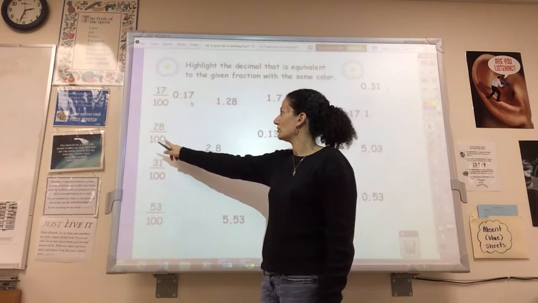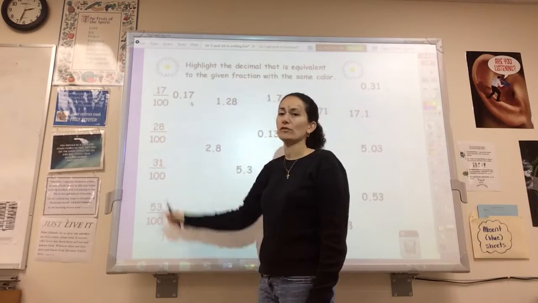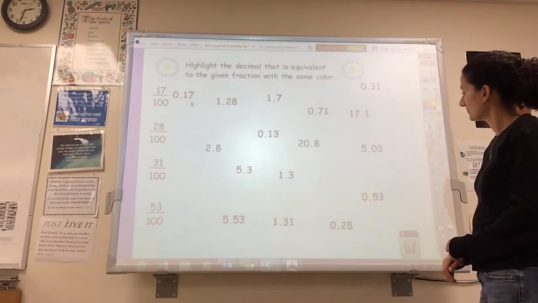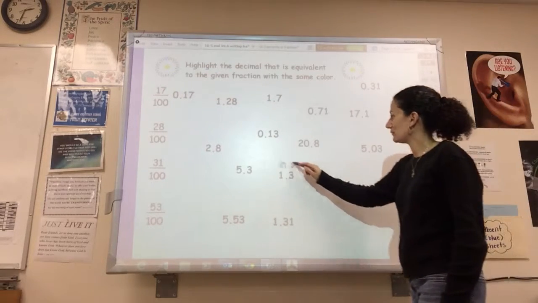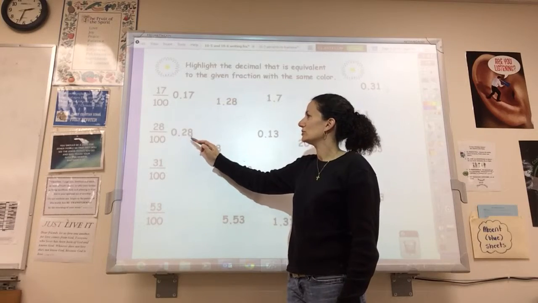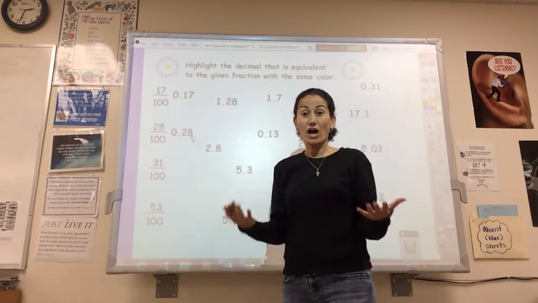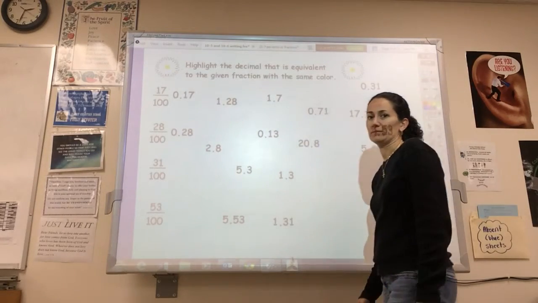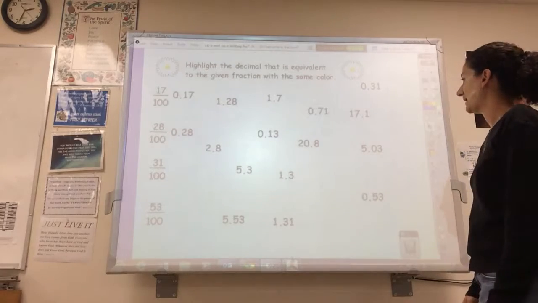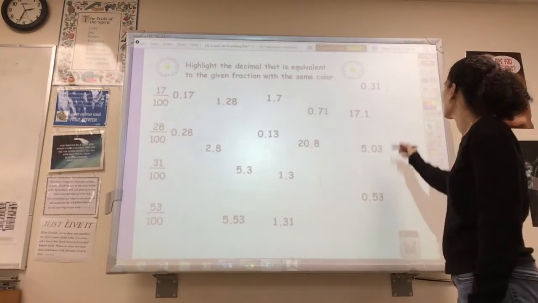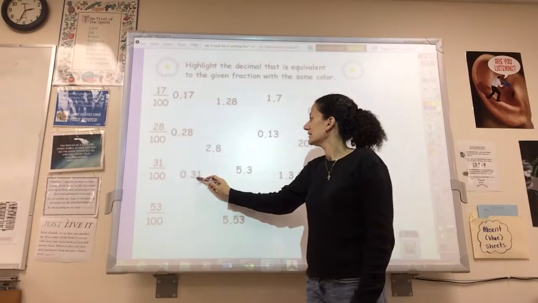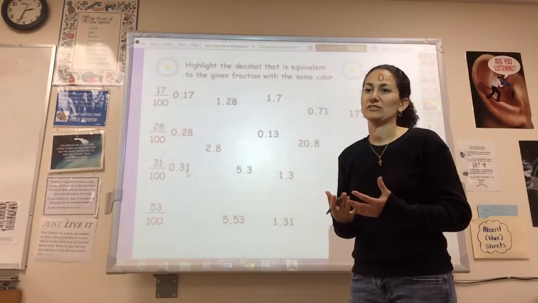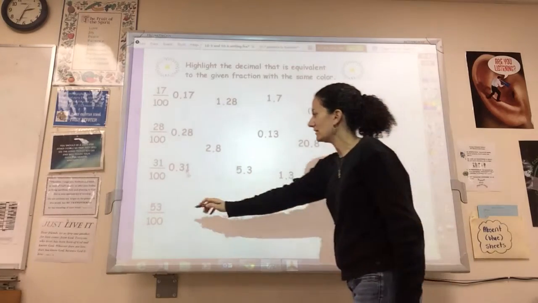Take a look around for these other ones. How would you write 28 over 100 as a decimal? Do you see it? Hopefully you see that it will be written as 0.28 because it's 28 hundredths. Piece of cake, right? Try the next one. How about 31 over 100? Which decimal number would match that? Here it is. 0.31 or 31 hundredths.